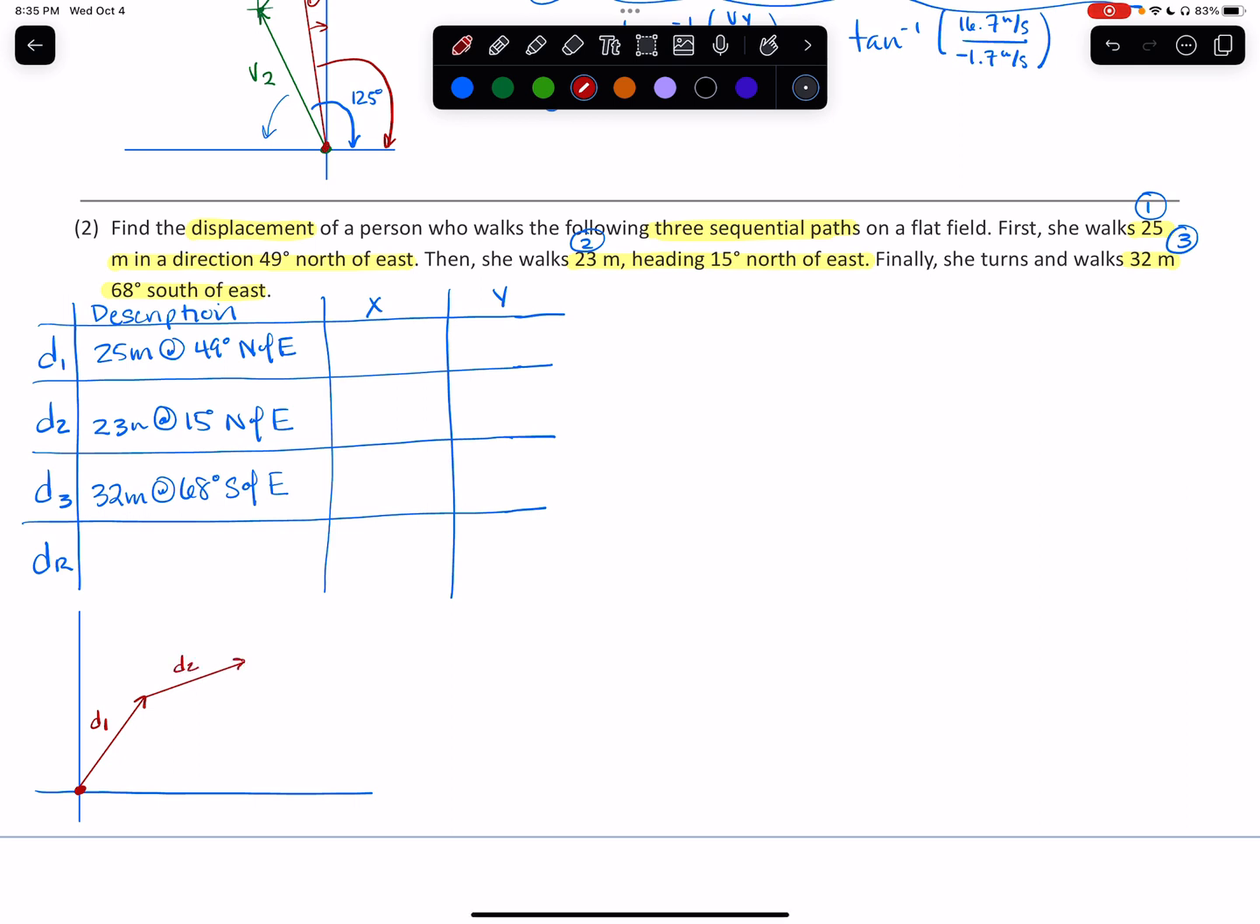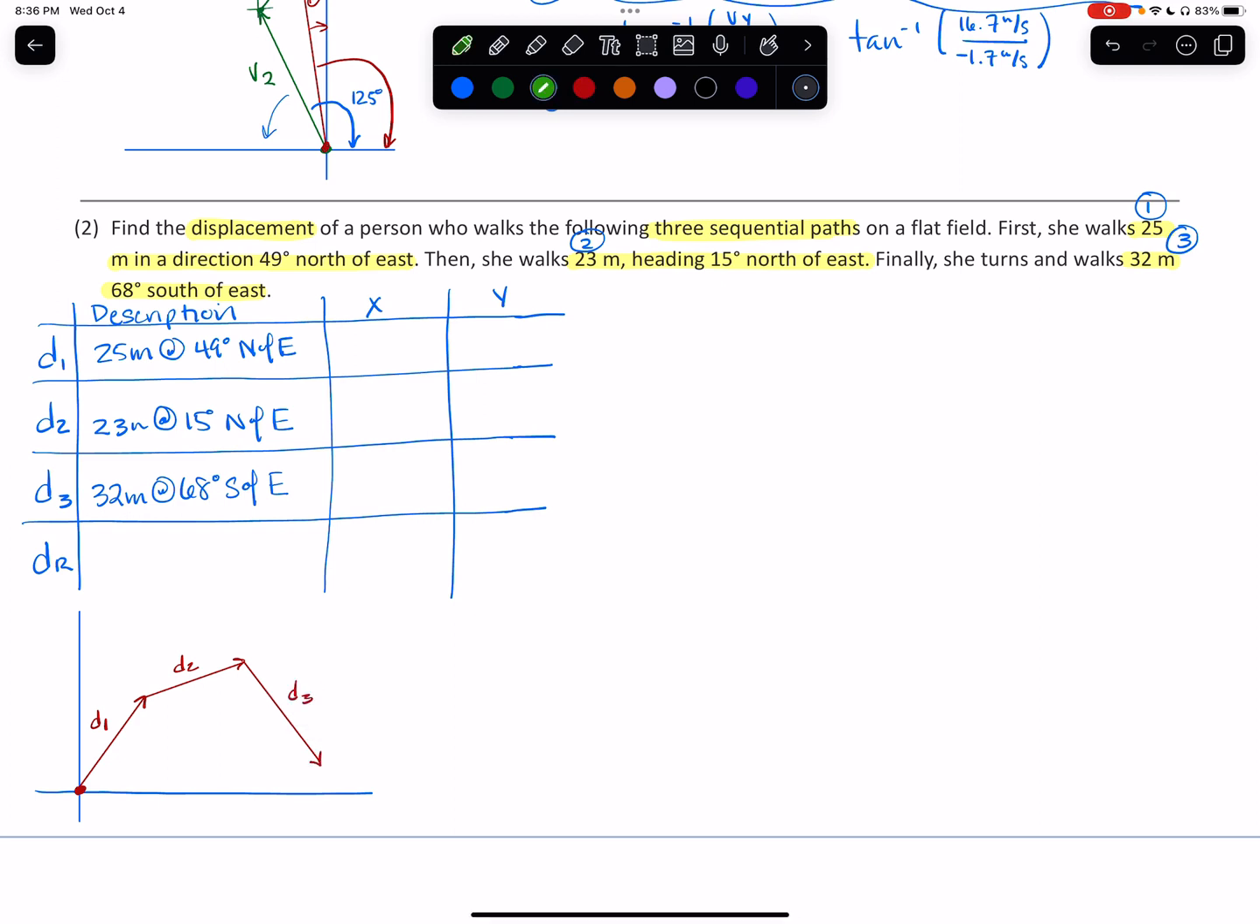All right, and then we turn and go to the southeast. So we're still moving eastward, but we're going to point that one down at 68. So that's going to be something like this. And it's a little bit longer than my other ones. All right, so this will be D3.